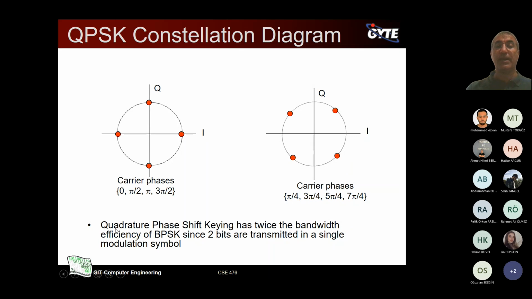10 is assigned to pi, and 11 is assigned to 3 pi over 2. Or you can assign different ways. Or you can shuffle this by 45 degrees, pi over 4. So with this one, 2 bits are transmitted in a single modulation symbol.